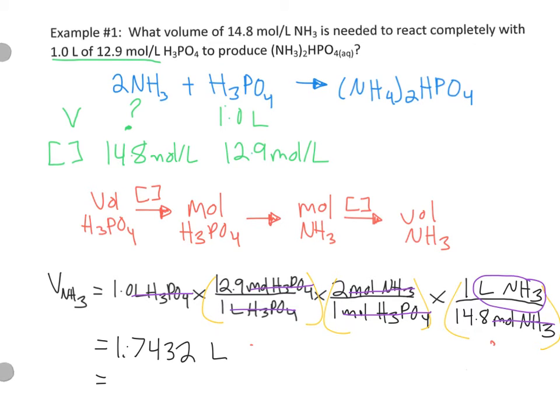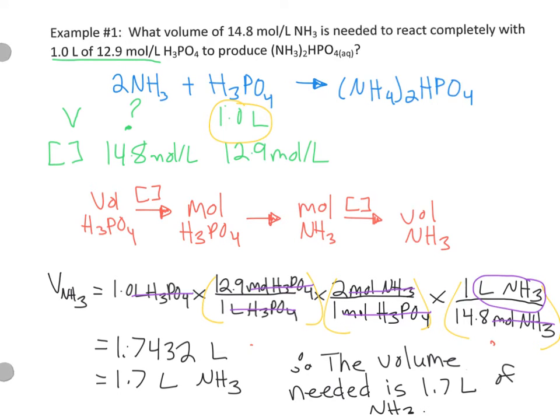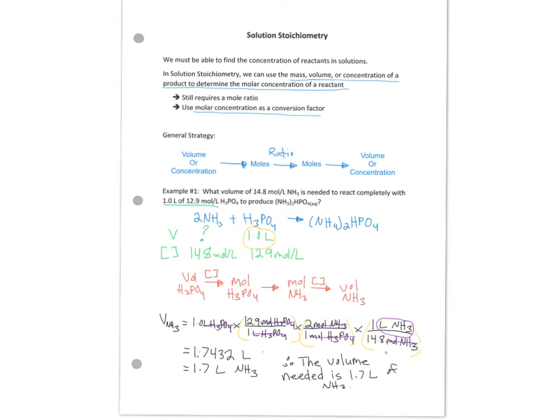And then a quick significant digits check tells you that you can only have 2 significant digits because there's only 2 digits up here. So your answer gets rounded to 1.7 liters of NH3. Then we would finish off with our therefore statement. The volume needed is 1.7 liters of NH3. So when you have that done, flip your page over, press unpause, and let's take a look at example 2.